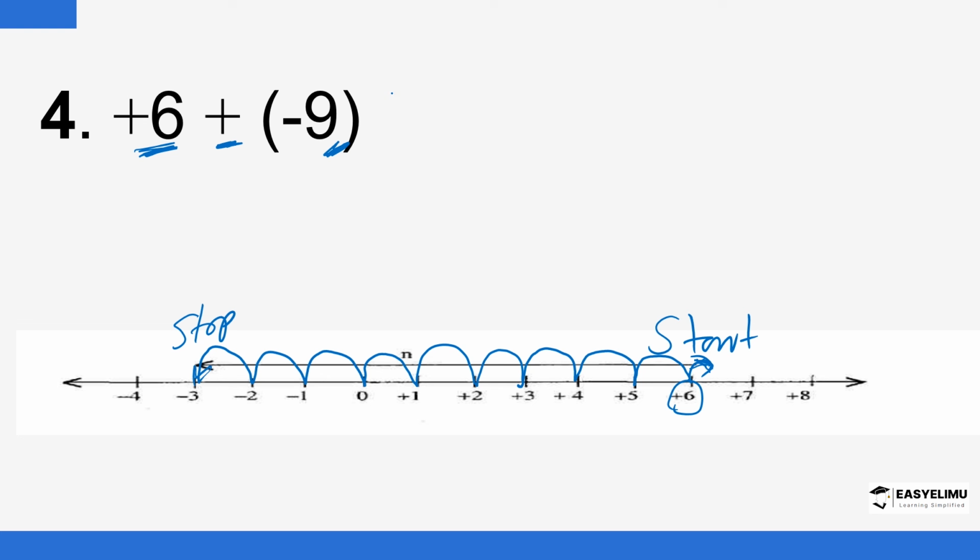So again, the answer should be given by where we stop. So where did we stop? At -3. So the answer here is negative. Now we said if the answer is negative, you have to indicate. That one is a must, but positive you don't have to.